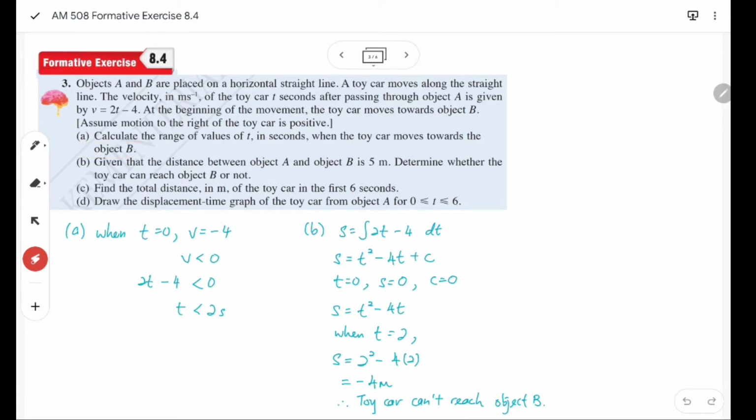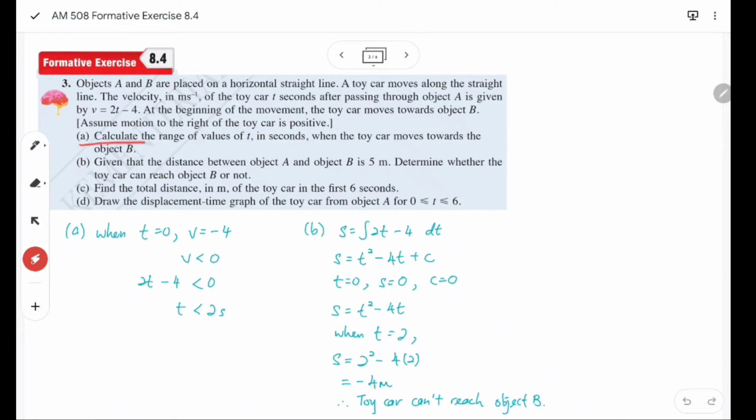Basically we need to know when t equals 0, what is v? When t equals 0, we notice that v equals -4. So the movement of the toy car from t equals 0 is to the left. So we know the object B is actually to the left of the toy car.